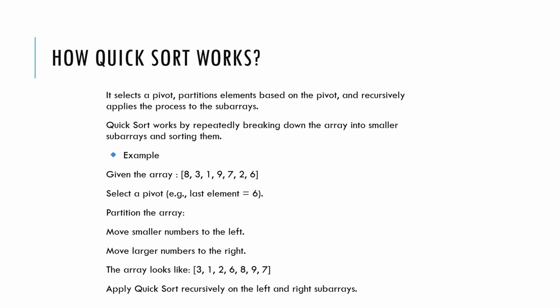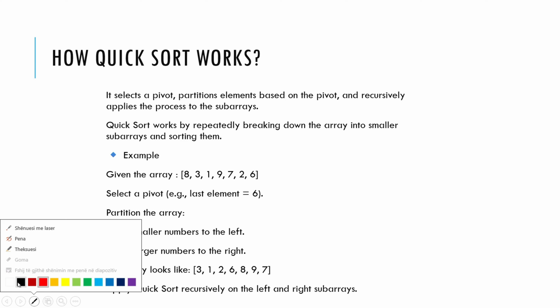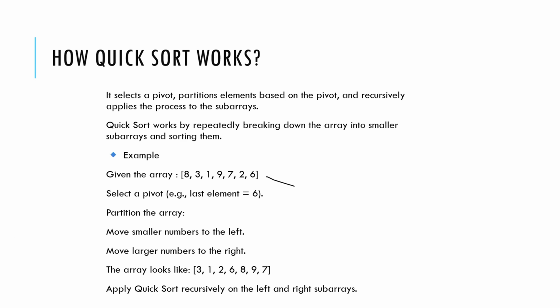How does quicksort work? We have a given array with these elements: 8, 3, 1, 9, 7, 2 and 6. We select a pivot.